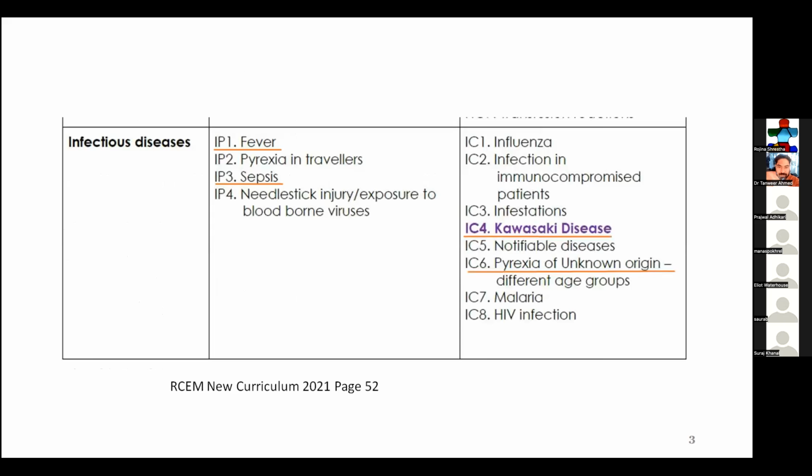So first we'll go through the new curriculum. Basically, the new curriculum is a broad heading. It contains fever, IP1, and it also includes some sepsis. We basically talk regarding pyrexia of unknown origin and some Kawasaki disease. So this heading contains broad things, and I could not cover all of them within 45 minutes. So I'll briefly discuss the sick febrile child.